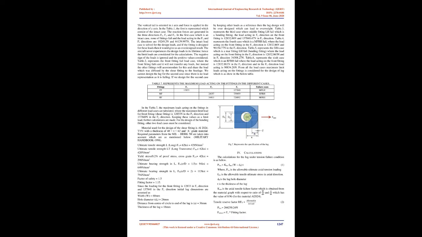The load acting in Fx direction on the front fitting is 12832.86 N and 13784.47 N in Fz direction. Table point 4 represents the fourth case, which is a MFRH fail, where the load acting on the front fitting in the Fx direction is 12832.86 N and 96154.77 N in the Fz direction.